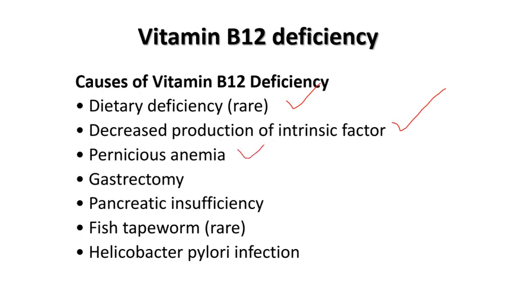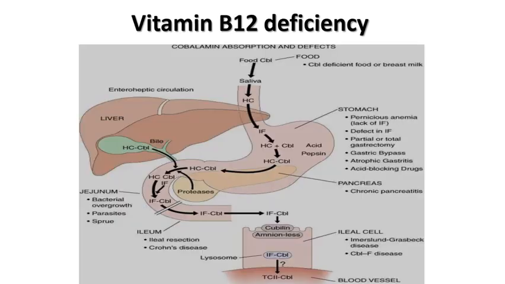Then pernicious anemia, gastrectomy, that is surgical removal of the stomach. Then pancreatic insufficiency, any pancreatic disorders. Then certain parasitic infections like fish tapeworm, which is also a rare condition. Then another cause, Helicobacter pylori infection. So this figure shows the overall causes of vitamin B12 deficiency.